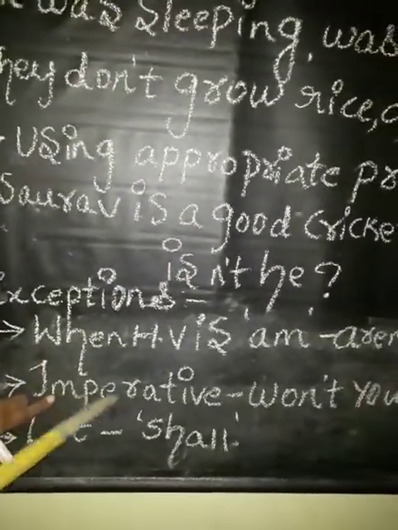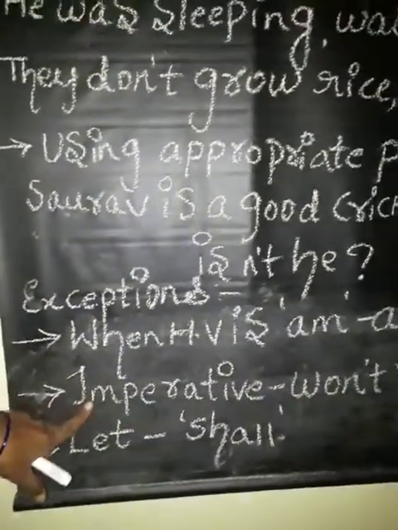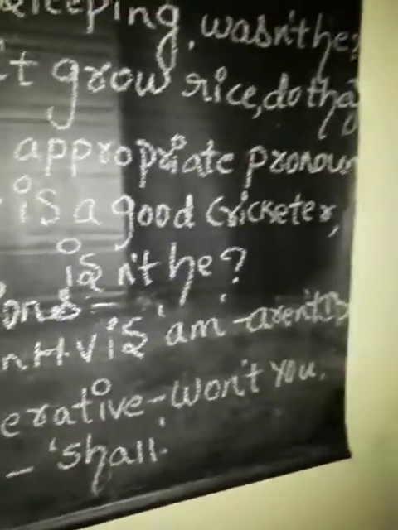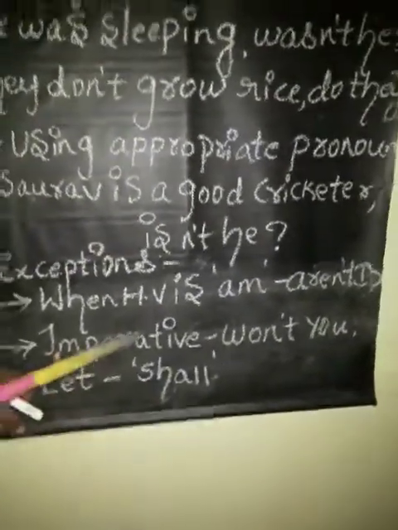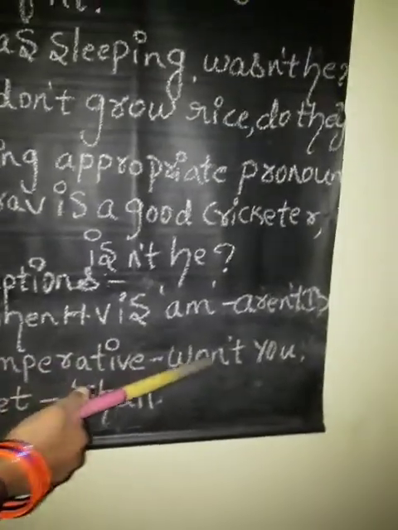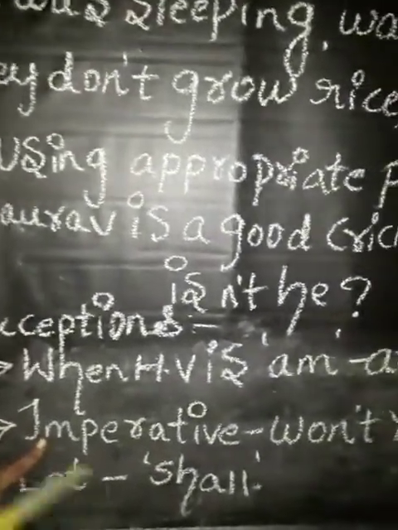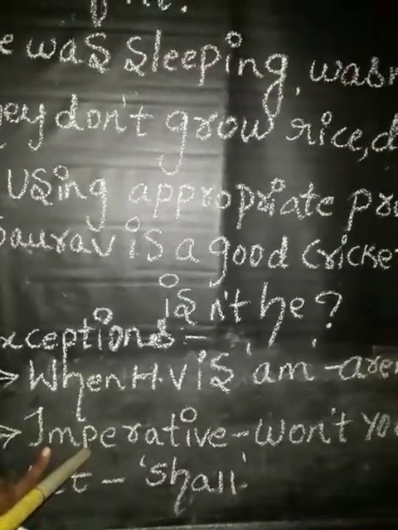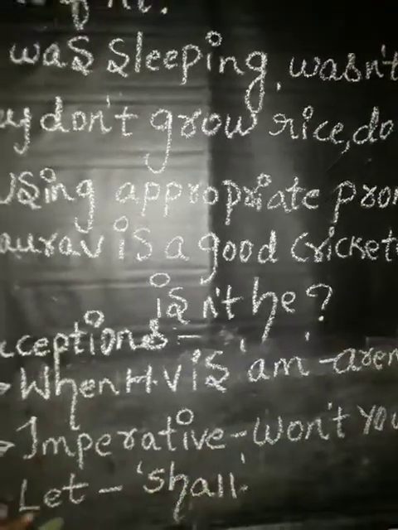Second, in the case of an imperative sentence, you already know that an imperative sentence is one which talks about an order, request or command. Example, bring me some water. In such cases we have to use won't as the helping verb. Won't is a contracted form of will not. So in the case of imperative sentences like request, order, command, we use won't.